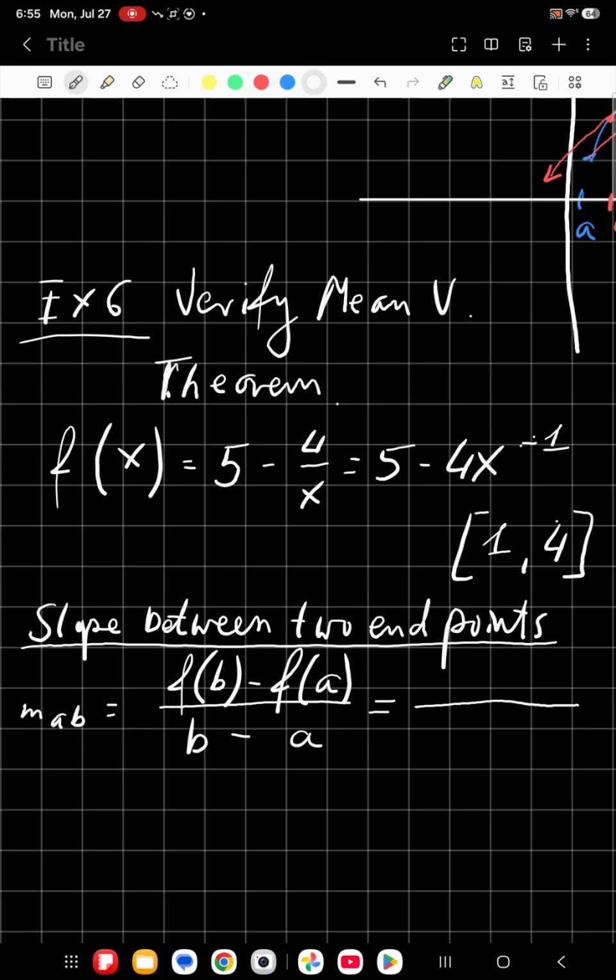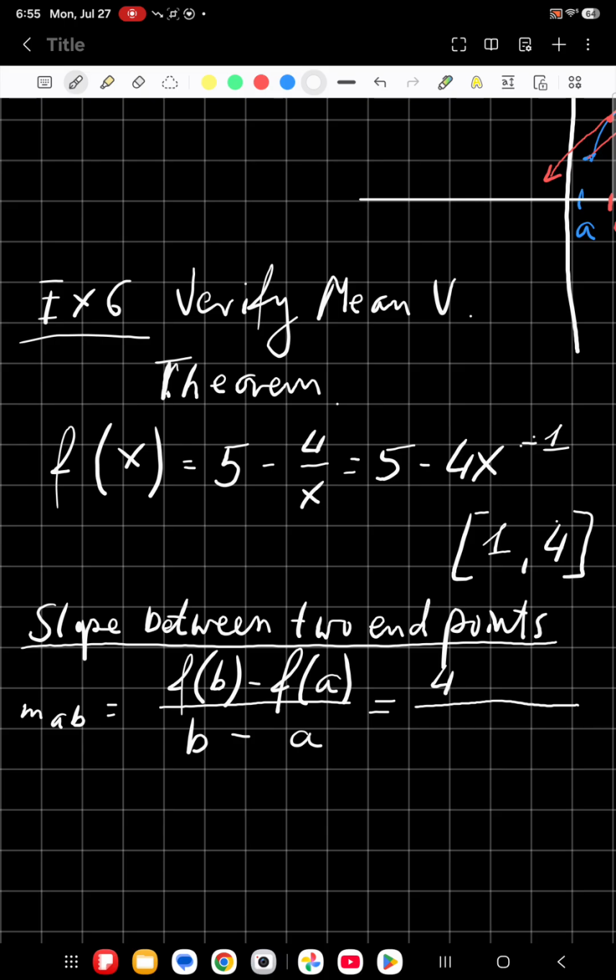Okay, so for f of b I have 4. Let me show you quickly what we're doing. We're plugging this in here, so 4 over 4, 1, 5 minus 1, so that's 4, so f of b is 4.